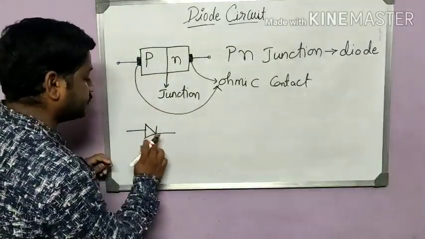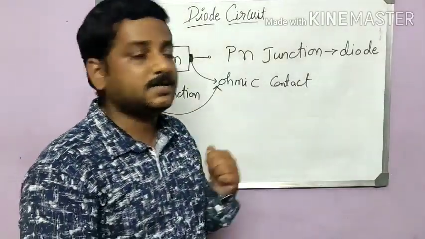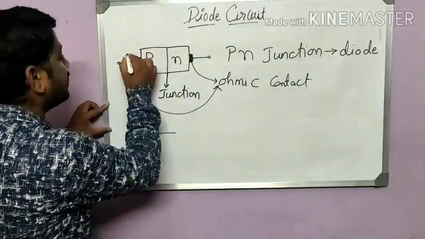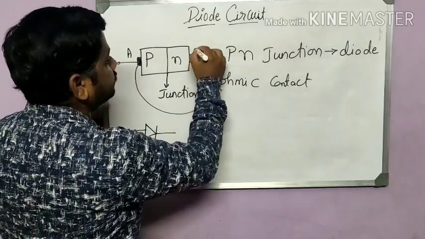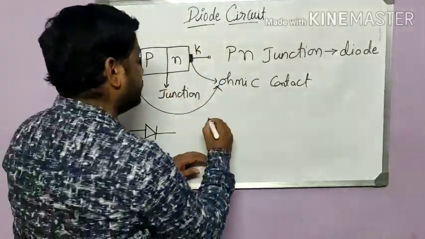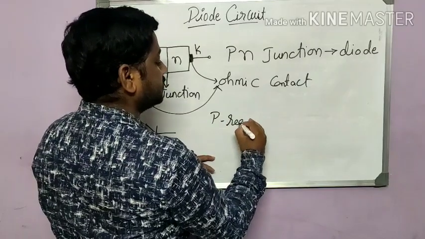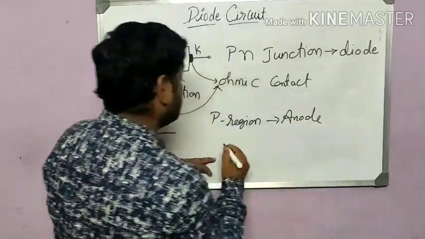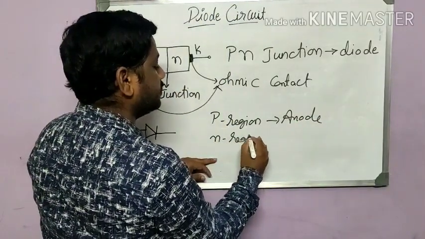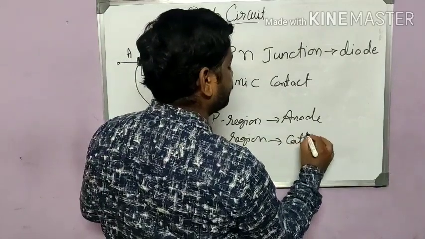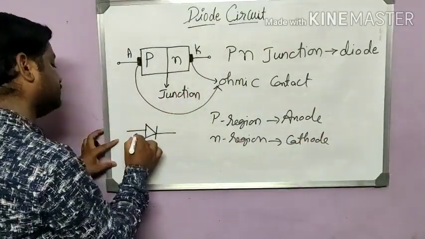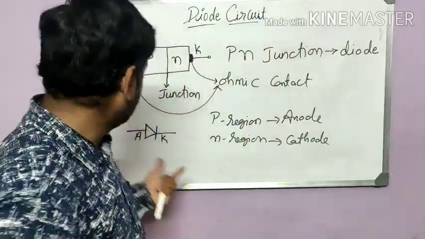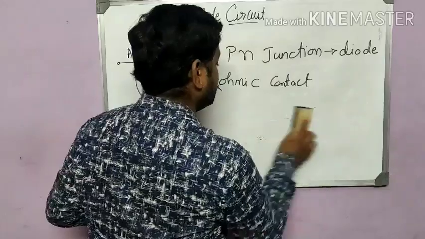Okay, and there are two terminals. We need to give a name for that, right? The element where we have the P element, this portion we name as an anode, and this portion we name as a cathode. Or we can write it like this: the P region will be named as anode and the N region will be named as cathode. So this is A and this is K, that is the representation of anode and cathode electrodes. Okay, so this is a diode.